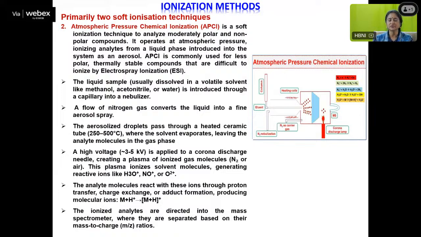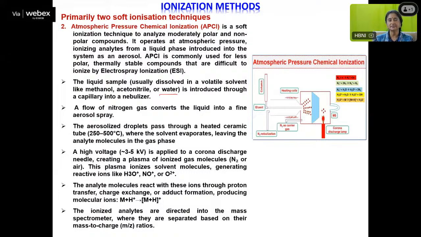The liquid sample, usually dissolved in a volatile solvent like methanol, acetonitrile or water, is introduced through a capillary into the nebulizer. A flow of nitrogen gas converts this liquid into a fine aerosol spray. The aerosolized droplets pass through a heated ceramic tube at around 200 to 500 degrees centigrade, where the solvent evaporates, leaving the analyte molecules in the gas phase.